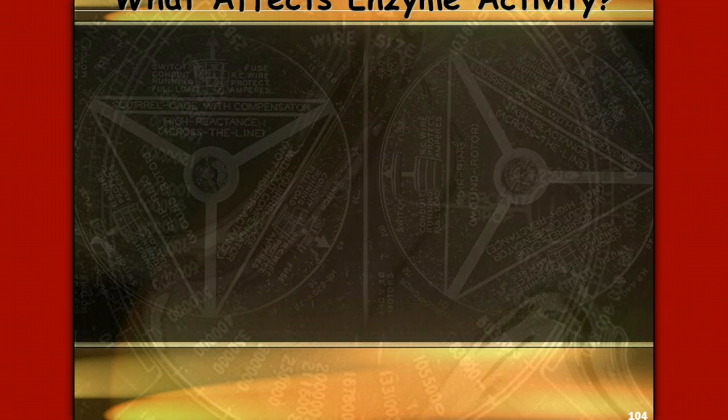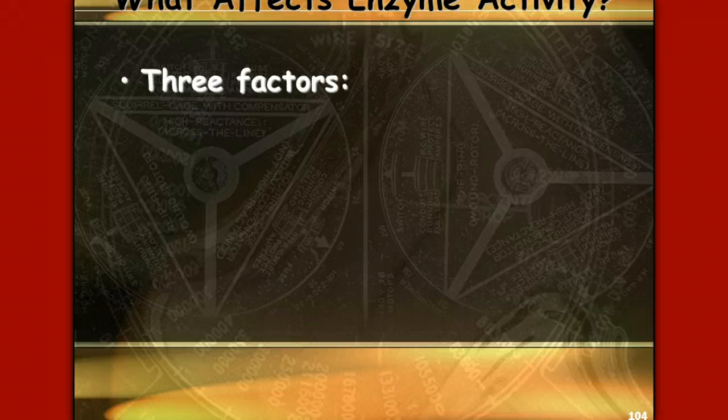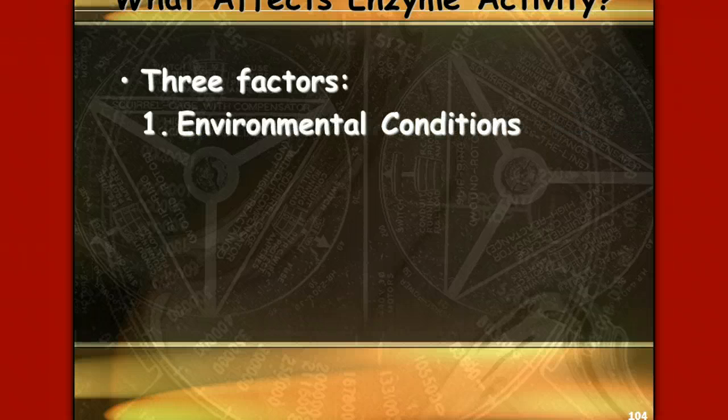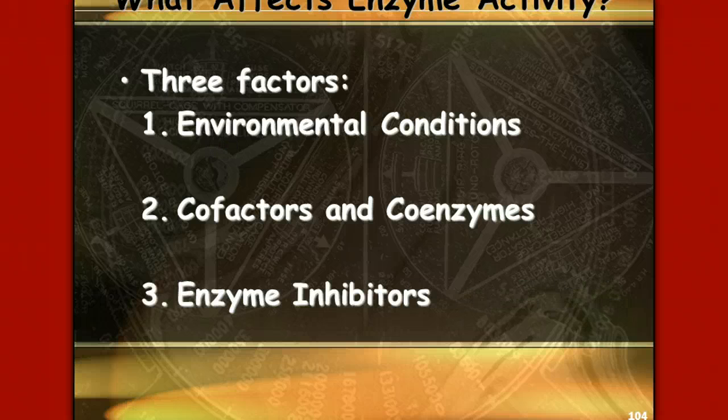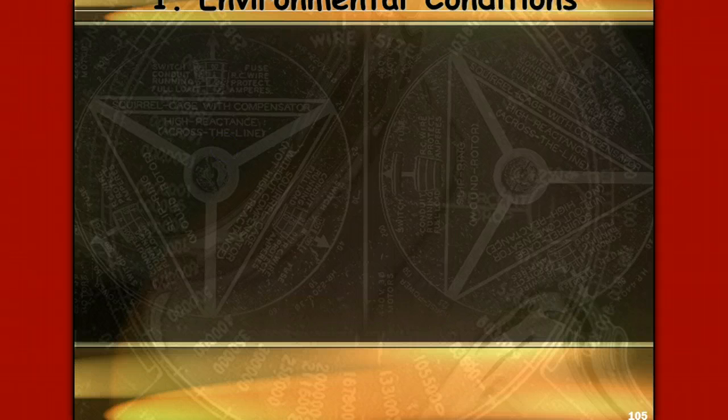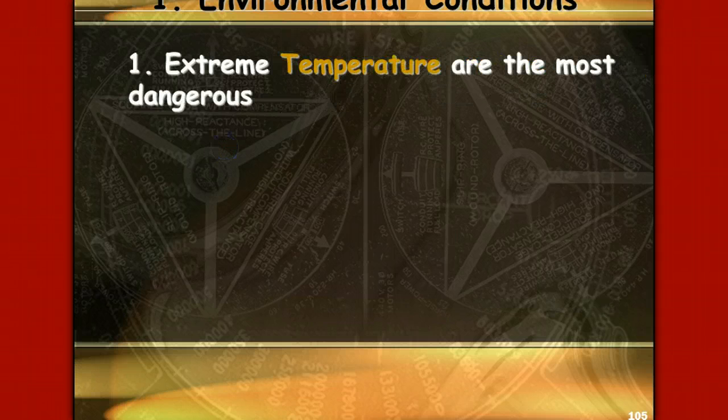Okay, so what exactly affects the enzyme activity within an organism? There are three different factors. First, it could be environmental conditions. Second, we're going to talk about cofactors and coenzymes. And third, we're going to talk about enzyme inhibitors. So let's look at the environmental conditions first.